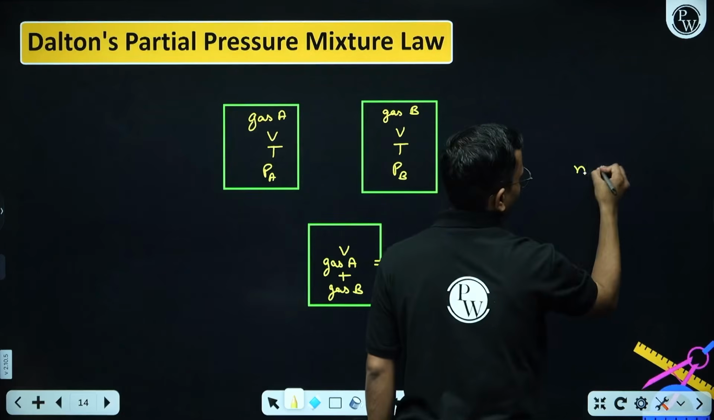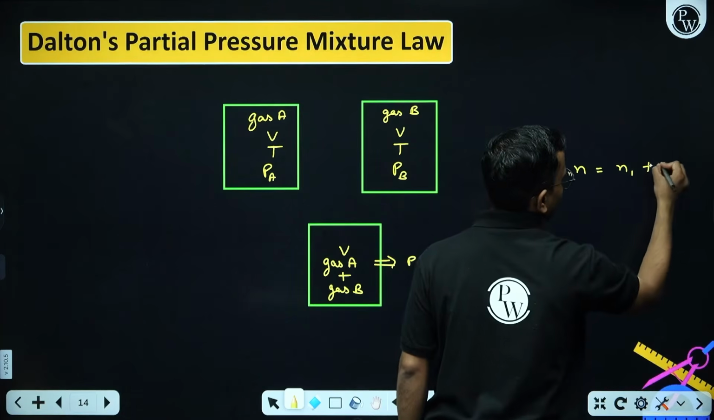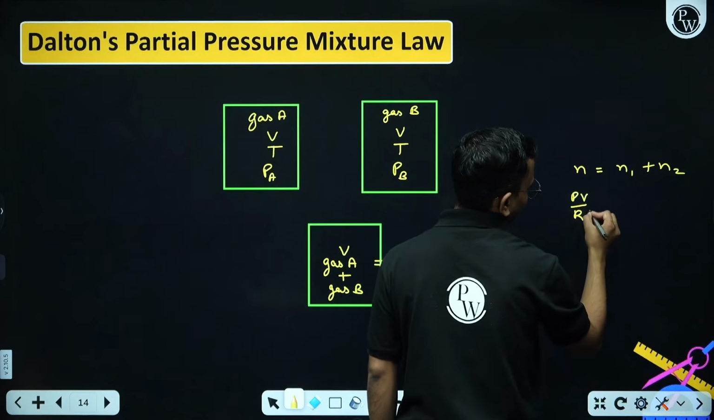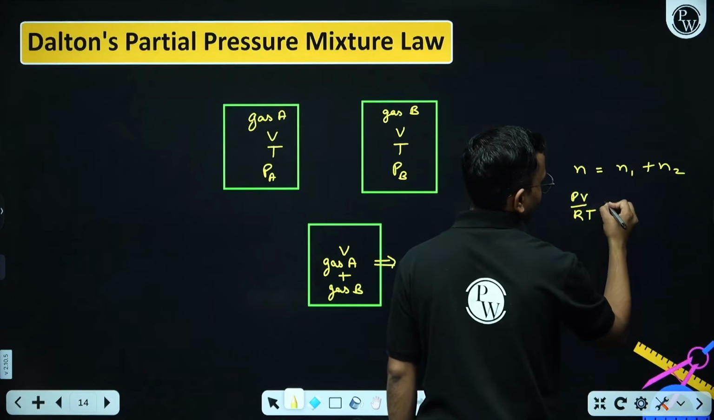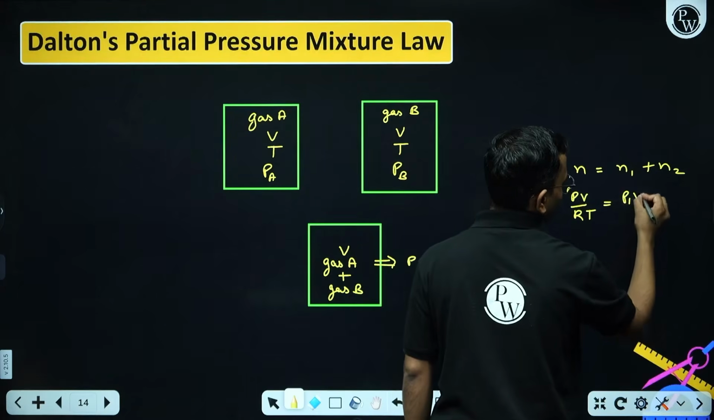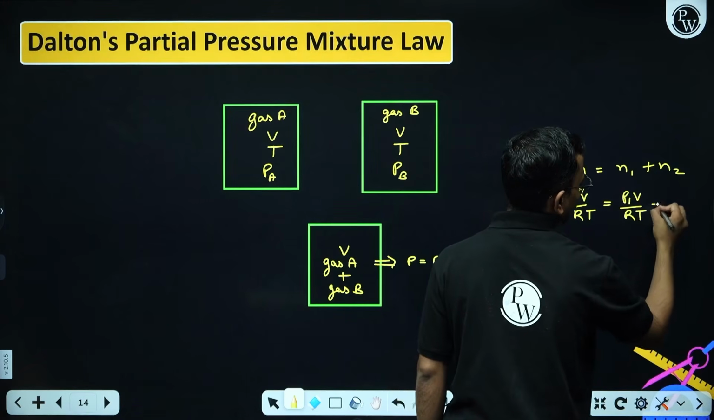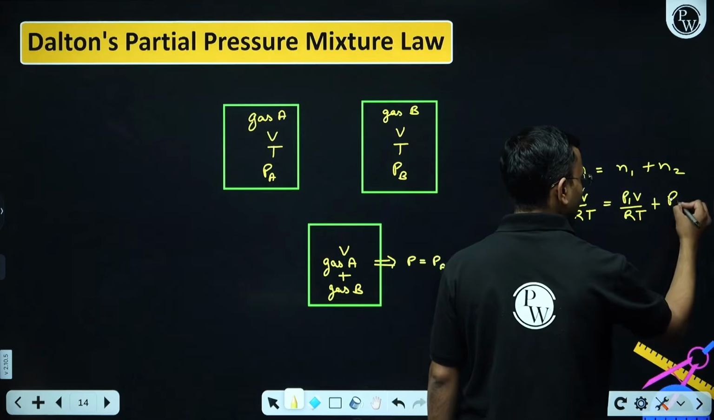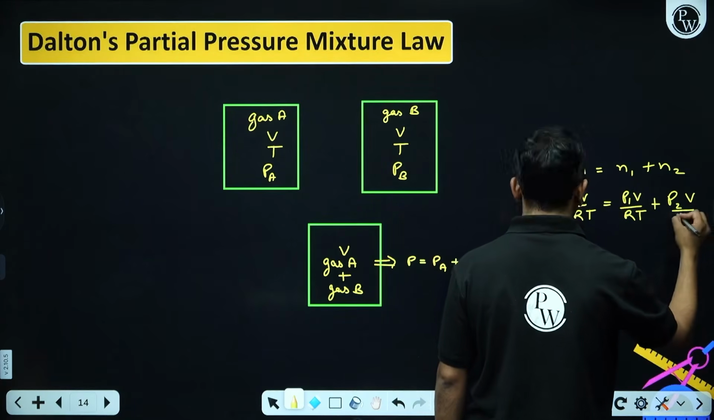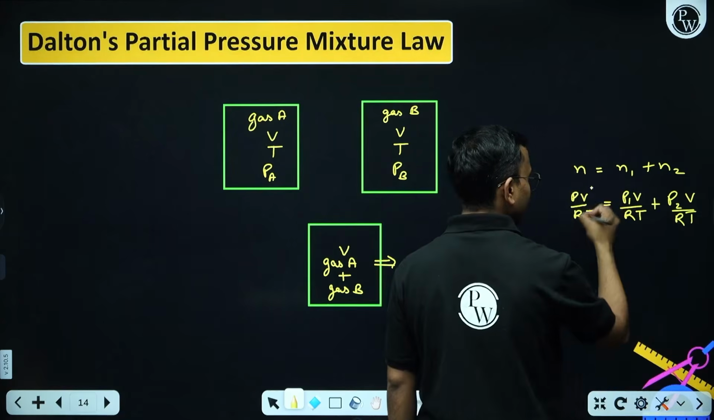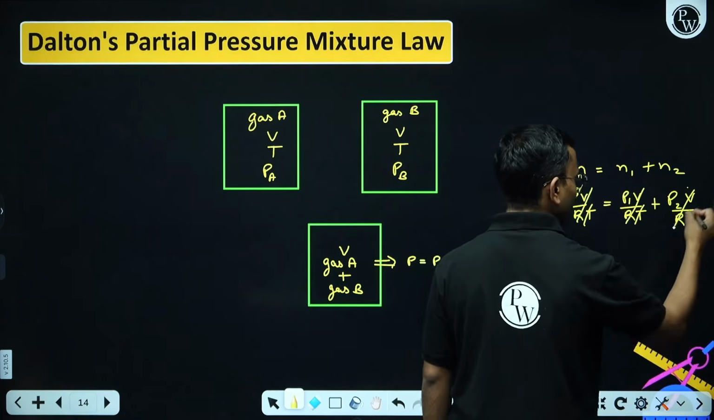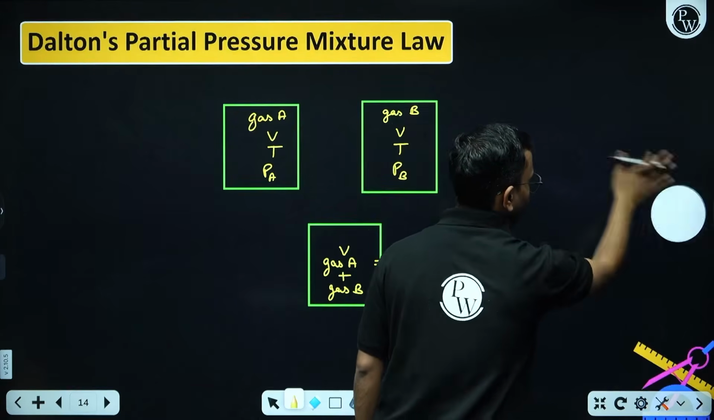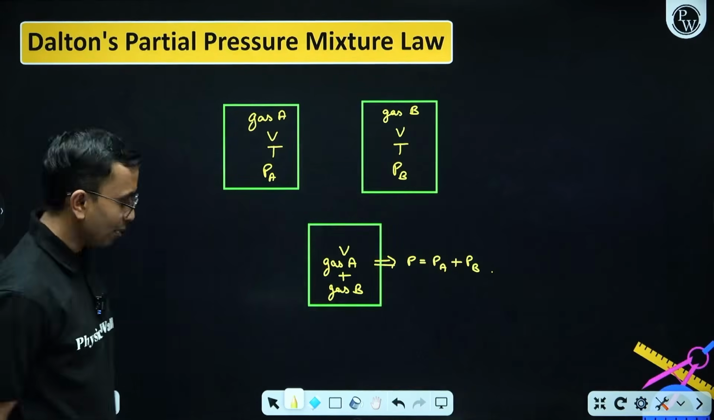So the total number of moles will be N1 plus N2, N is equal to PV by RT. Here it is P1, volume is V only, RT, and this is pressure P2 into V into RT. So the pressure is basically coming out to be P1 plus P2. But we do not have the ideal gas law first. I'm just showing you that it's actually the same thing coming from there.